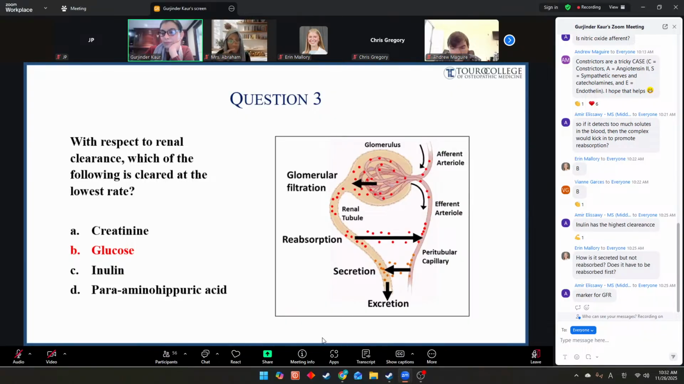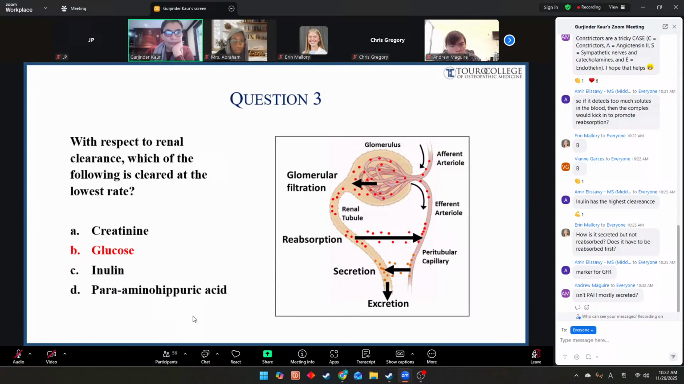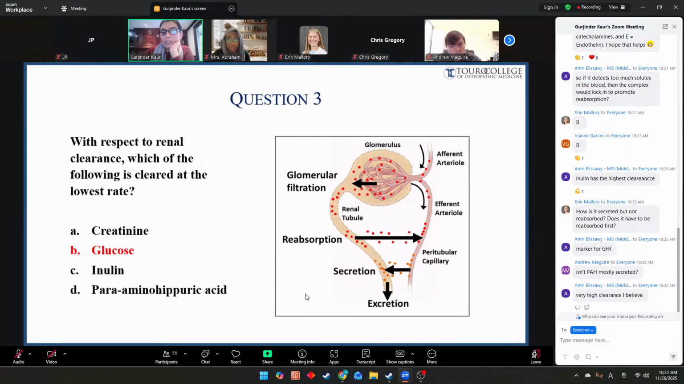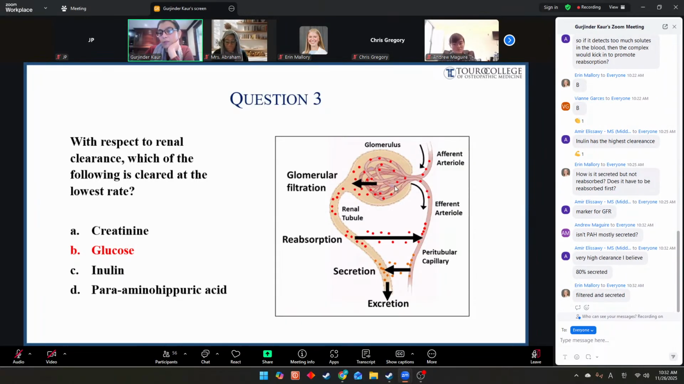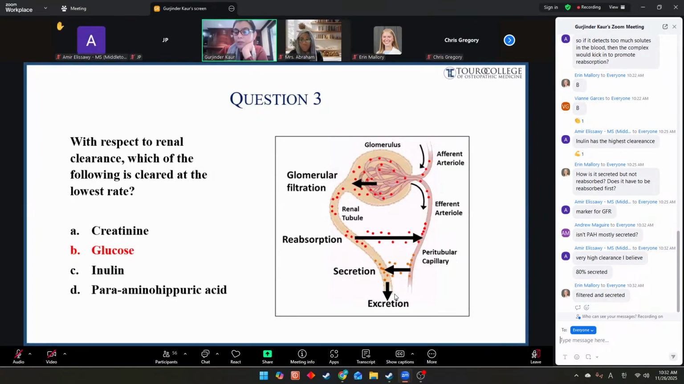PAH? Anyone? PAH is mostly, so here 20% will filter out. The rest will be still. So that's why we consider it a major marker for renal blood flow or renal plasma flow, right? So when it's coming here, 80% of this will be secreted back. So finally, it will be excreted out, but 20% from freely filtered and 80% secreted.